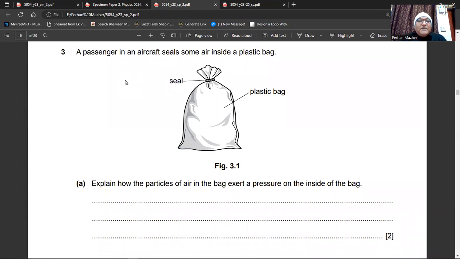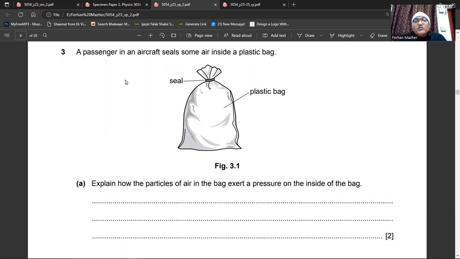Question number 3, a passenger in an aircraft seals some air inside a plastic bag. So it's a plastic bag which has air in it and they have sealed it. Explain how the particles of the air in the bag exert a pressure on the inside of the bag. It's a 2 marks question.